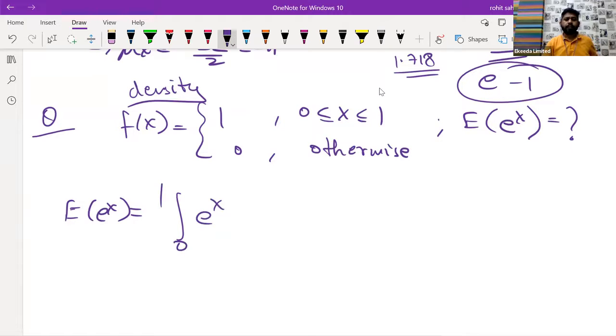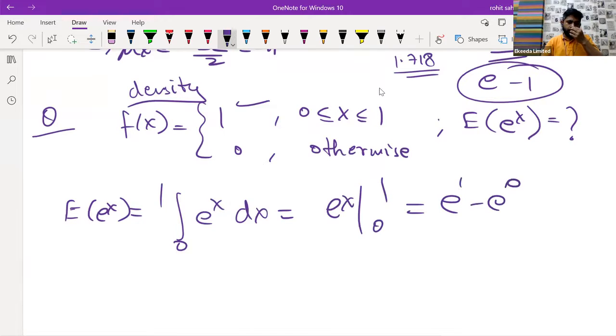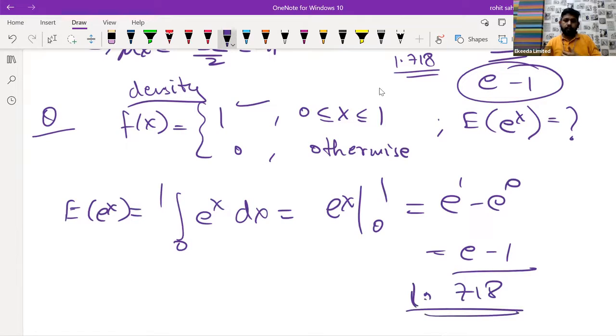For 0 to 1, the density is 1, so it is simple, just some integration. e to the power of x with limits 0 to 1. So e to the power of 1 minus e to the power of 0, which is e minus 1. That's it. This is simply 1.718. Are you guys all getting it? Those who didn't get it, did you understand?